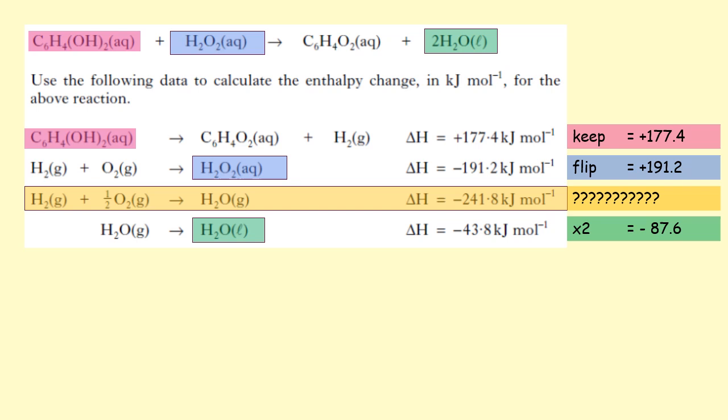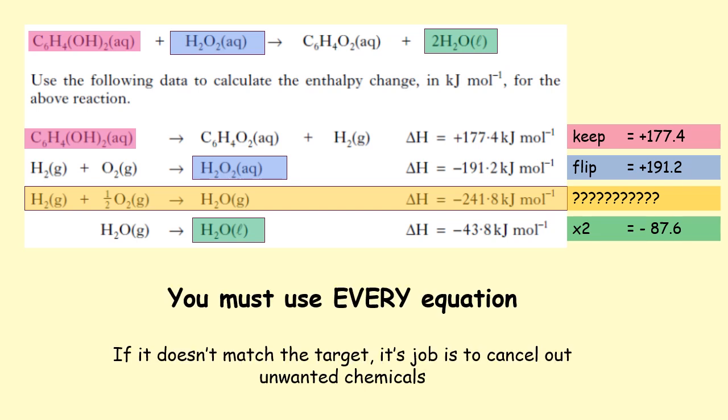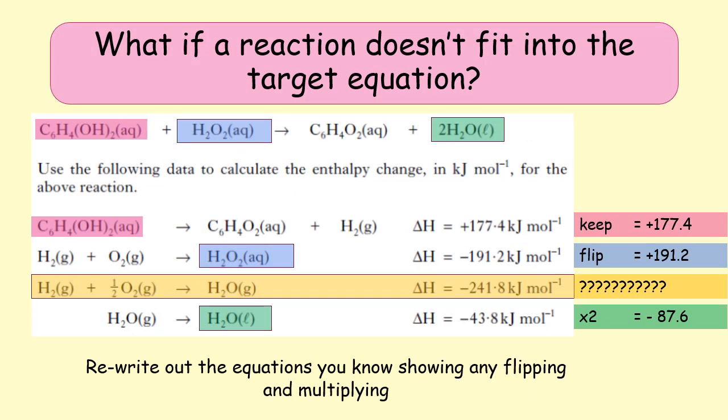Now you could just add everything together and hope for the best, but you wouldn't get all the marks for that question. You have got to use every equation to make your target. And if you have an equation like equation 3 here that doesn't match the target, its job is there to cancel out chemicals from the other equations that would be left over or be included if that equation didn't exist.